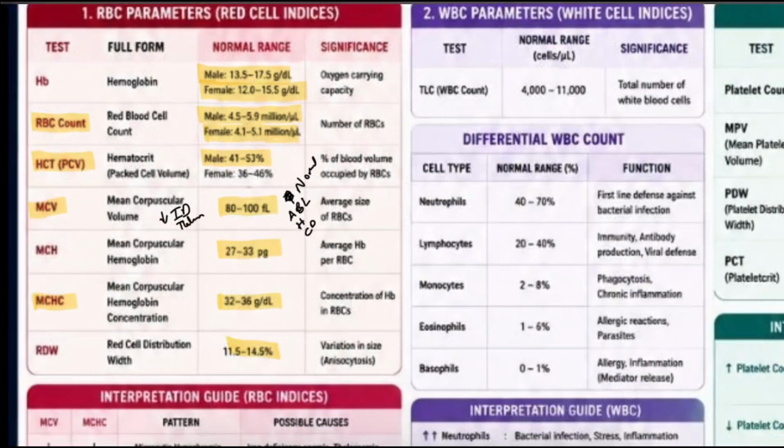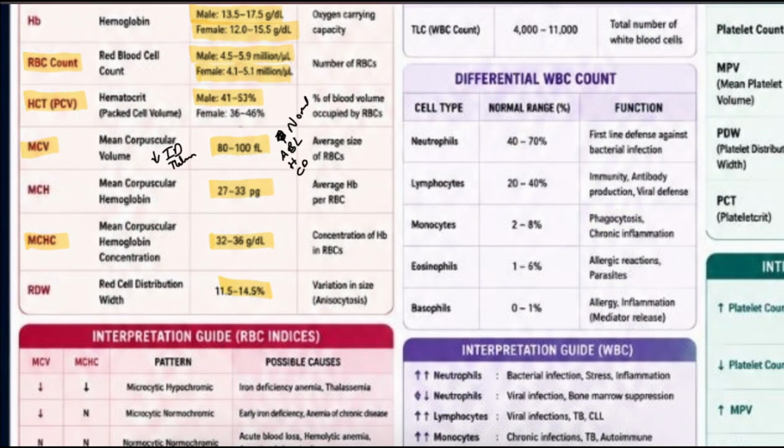So whenever you are seeing any CBC, complete blood count report, we have to follow one shortcut. Always first look at hemoglobin. If hemoglobin is low, we have to suspect the patient has anemia. Then we have to find out what type of anemia the patient has. Then we go with MCV and check it.